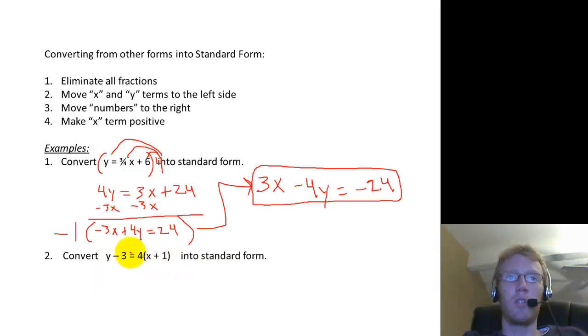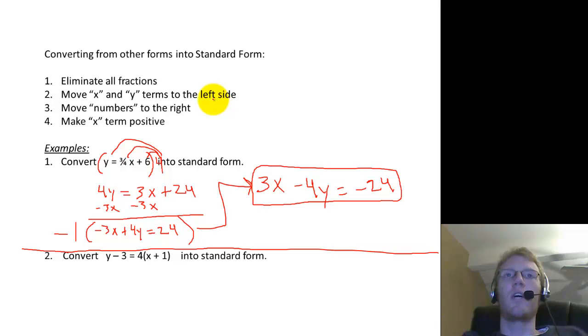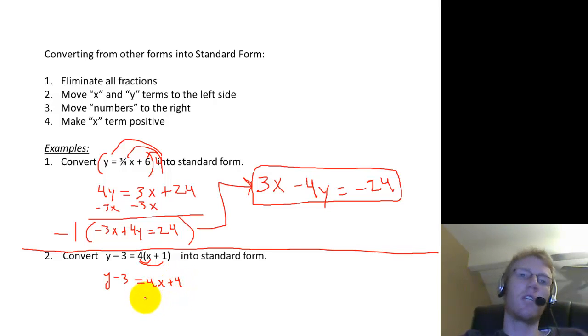Convert this one to standard form, so let me underline here. So there are no fractions, so that's done for us. But to move the x and y terms to the left-hand side, it requires a bit of work because we first need to distribute in here. So let's distribute in the 4, and we can get y minus 3 equals 4x plus 4. Okay, now we can move the 4x to the other side. Minus 4x, minus 4x. Those cancel.